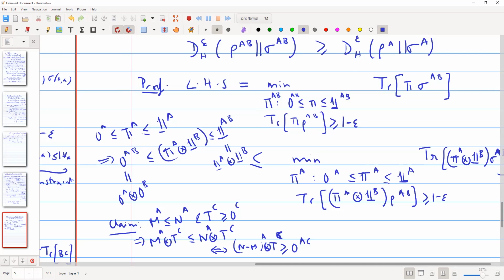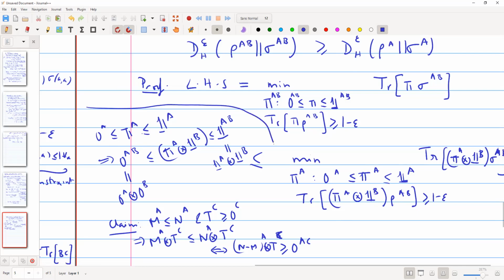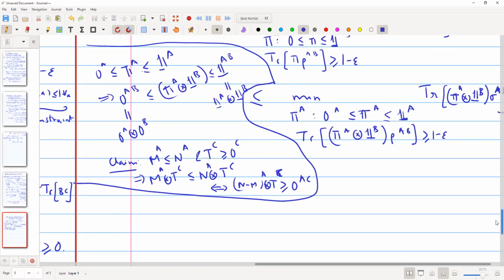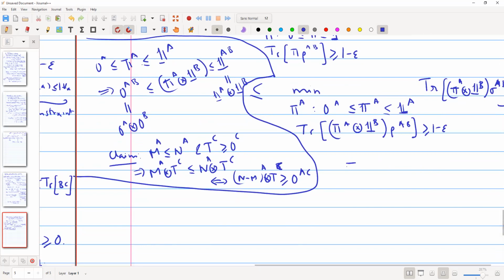Okay. So what I'm saying is that restricting the feasible set to be of the form pi A tensor identity B is a valid restriction. It's a subset of all the pi A's that I come out here. So the minimization cannot be that good. So that's why I have this less than or equal to sign there. So is this clear? Yeah. Okay. But what is this? This is minimization. Again, now I'll use property of partial trace.